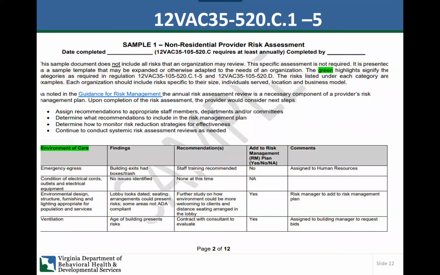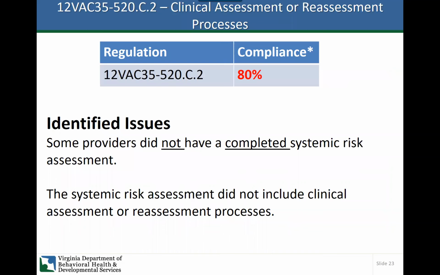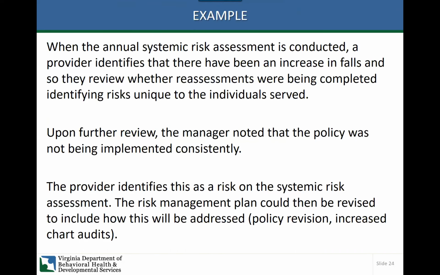So we'll move on to the next slide, which is C2, which also needs to be in your systemic risk assessment. And that is clinical assessment or reassessment processes. This was at 80%. And some of the identified issues here were the same. Either people did not have a completed systemic risk assessment, or they did not include clinical assessment or reassessment processes. So what does that mean? So the next slide gives us an example.